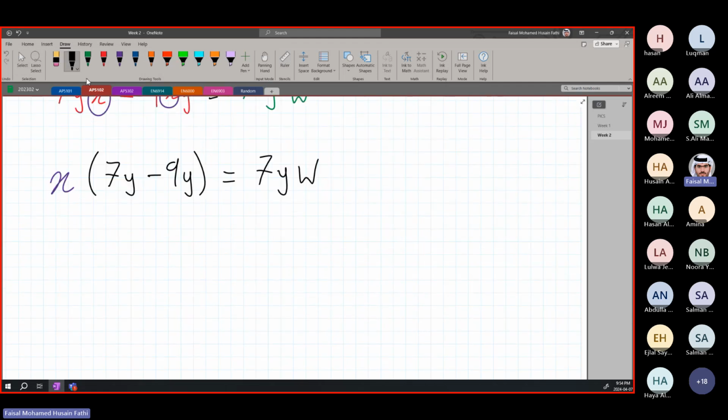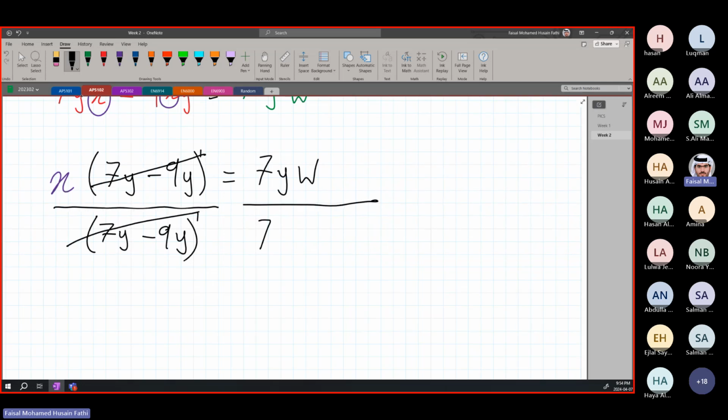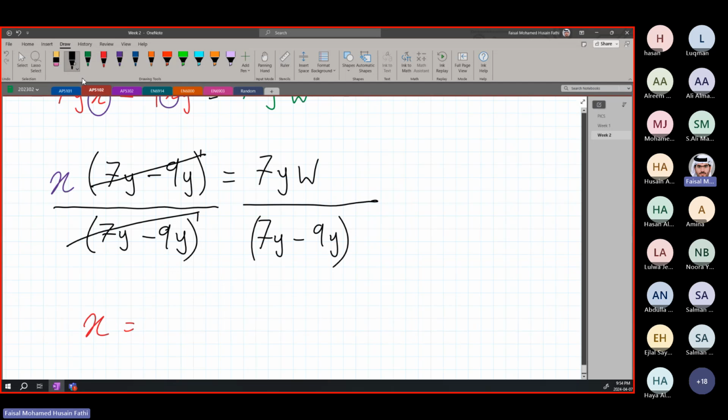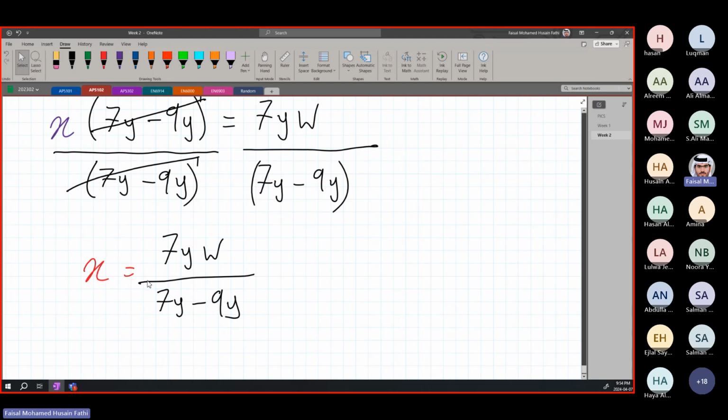And now simply all you have to do is get rid of the 7y and 9y. So you divide by the same number, 7y minus 9y. Remember, when we have the same thing up and down, they cancel. Same power, same everything, they will cancel. But anything you do to the left, you have to do to the right. So the x value is equal to 7yw over 7y minus 9y. Okay, this is another transposition question and how to solve it.